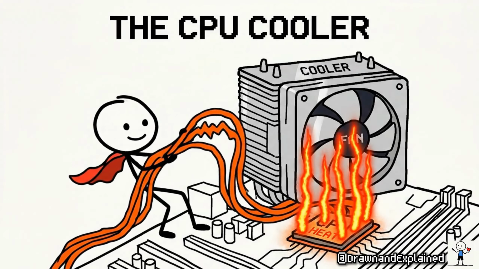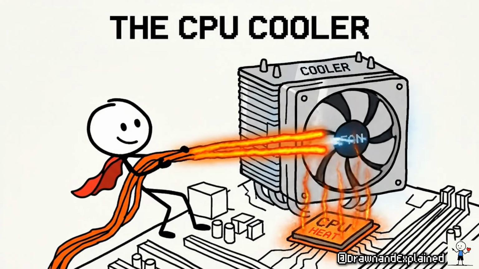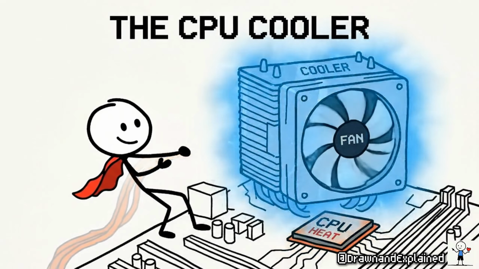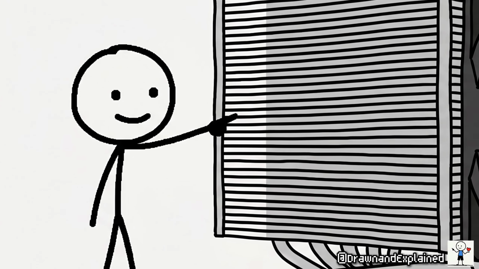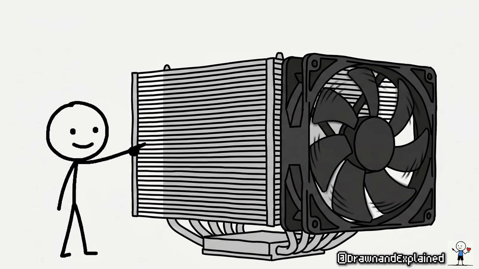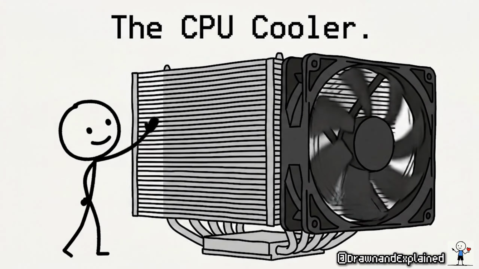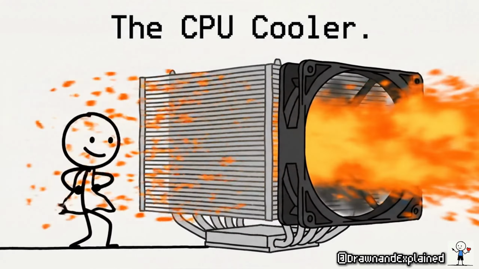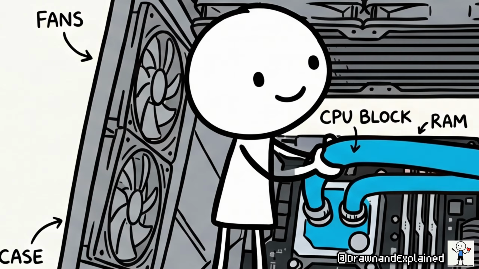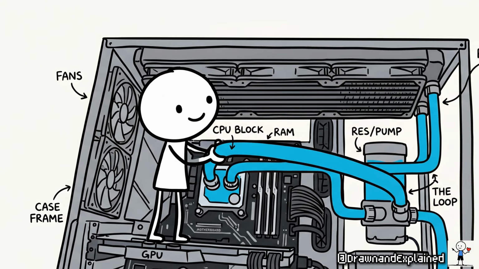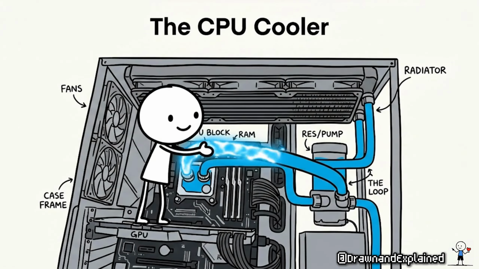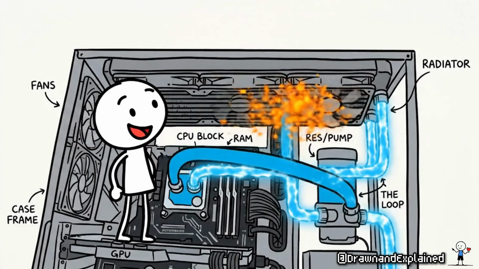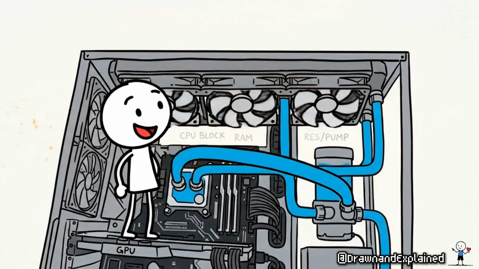The CPU cooler. This part is responsible for pulling heat away from the processor to prevent the system from slowing down or crashing. It usually consists of a metal heatsink with many thin fins to increase surface area, paired with a high-speed fan to blow the hot air away. Some high-end systems use liquid cooling loops instead, which circulate fluid to move heat more efficiently to a radiator at the edge of the case.